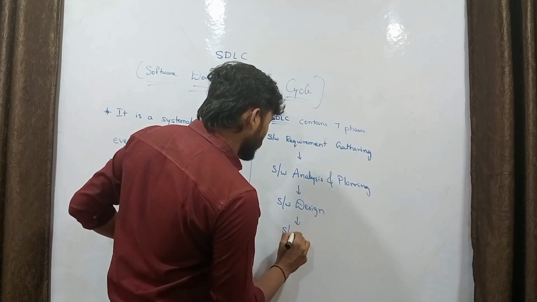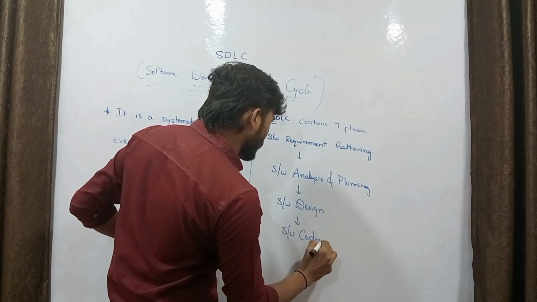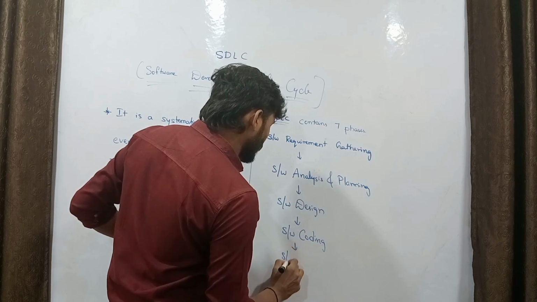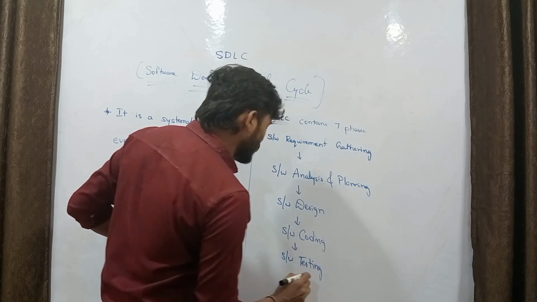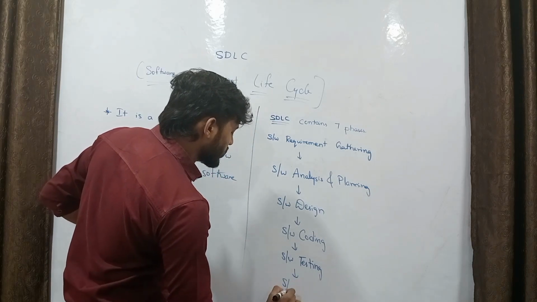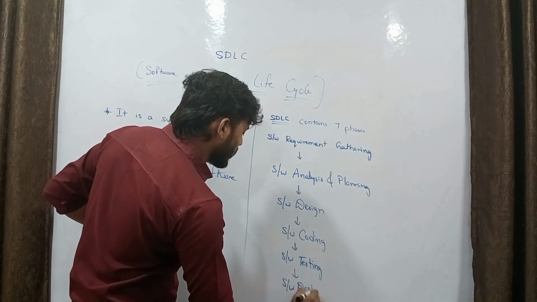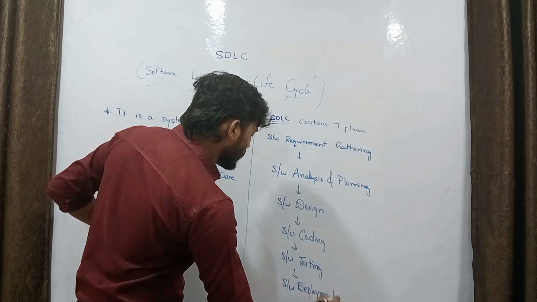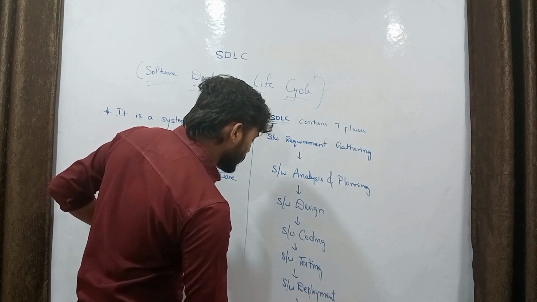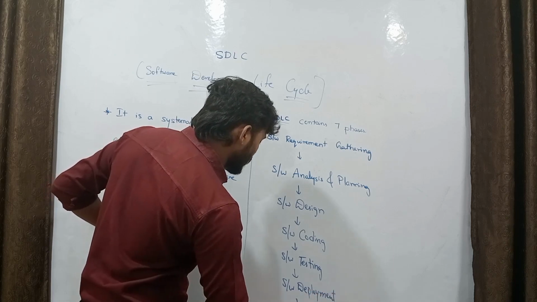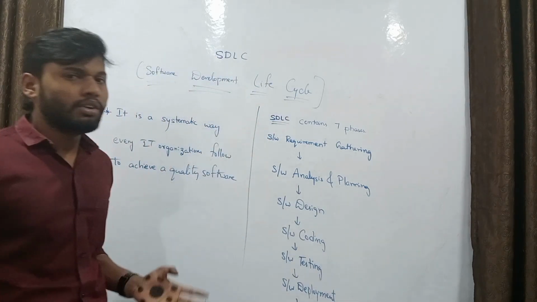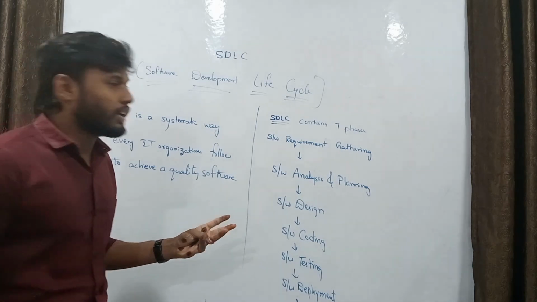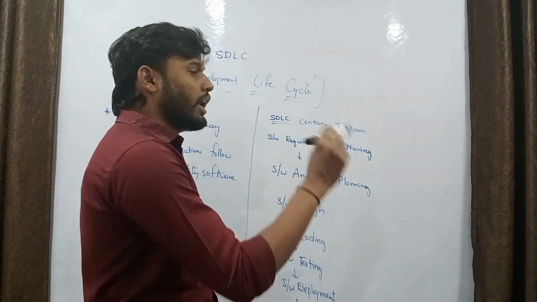And the fourth one is software coding. And the fifth one is software testing. And the sixth one is software deployment, and the final one is software maintenance. Okay, so in total how many phases do we have? 7 phases. So what do the phases mean? One is software requirement gathering.